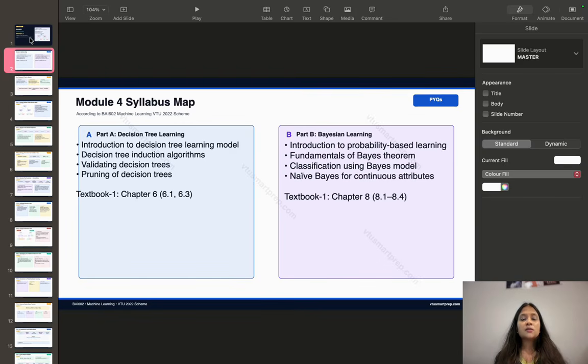Next in part B, you have Bayesian learning: introduction to probability based learning, fundamentals of Bayes theorem, classification using Bayes model, and next is Naïve Bayes for continuous attributes. Here also one numerical is possible. In the OR question, they can ask you numericals related to Naïve Bayes for continuous attributes. So numerical problems can come from this concept and also from the decision tree learning concept.